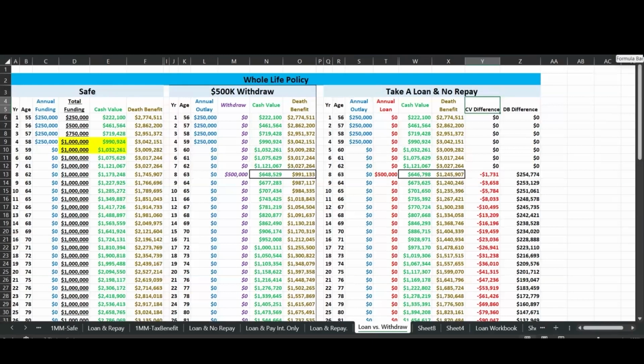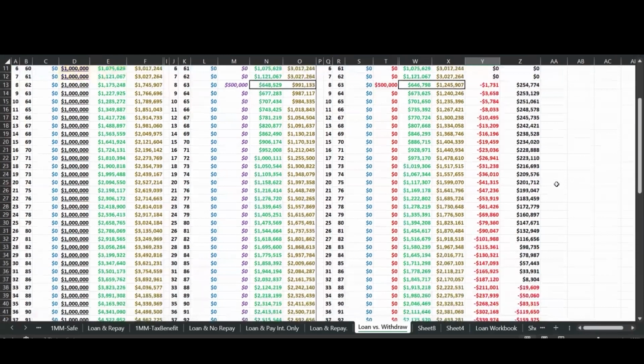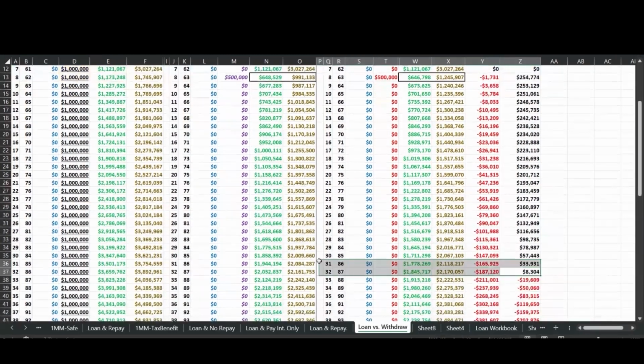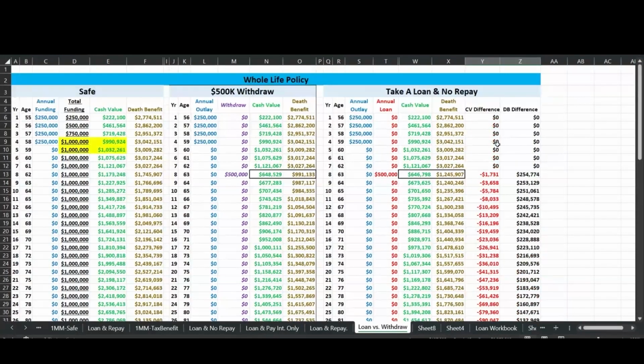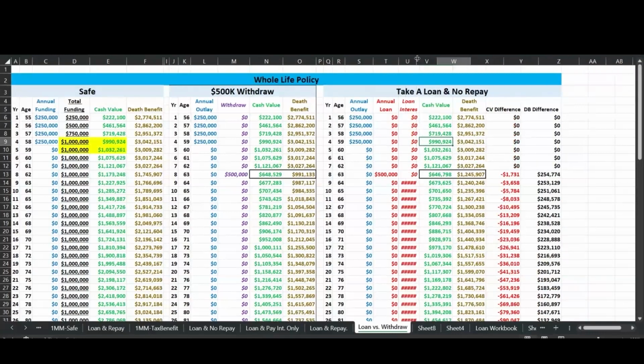If we scroll down to our 80s and 90s, where we are getting near expiration, where we may kick the bucket, what do we notice? The values do become much more noticeable. You're 6 figures there in favor of the withdrawal scenario. So here's why. Here's the unseen. You'll see this on an illustration.